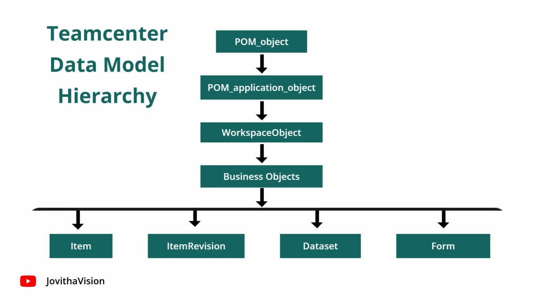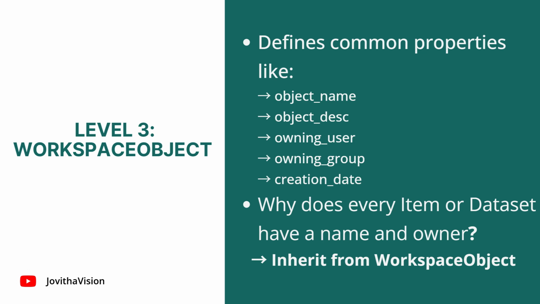Now we reach something very important. Workspace object. This is where common properties are defined. Workspace object provides object name, object description, owning user, owning group, and creation date. Now think about this. Why does every item, dataset, or form have name, description, and owner? Because they inherit from workspace object.